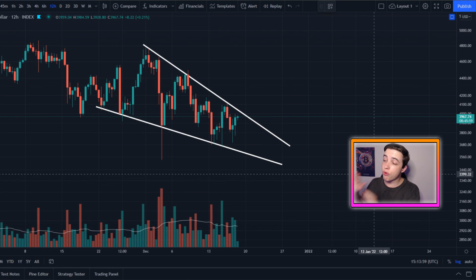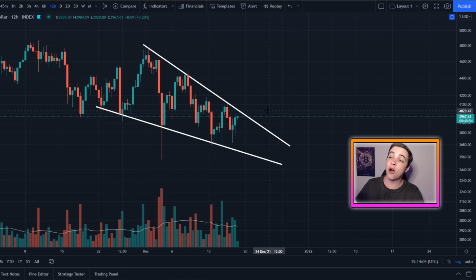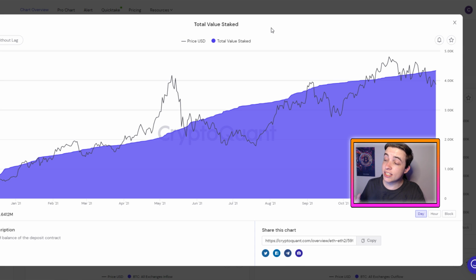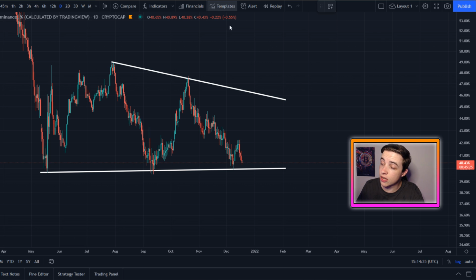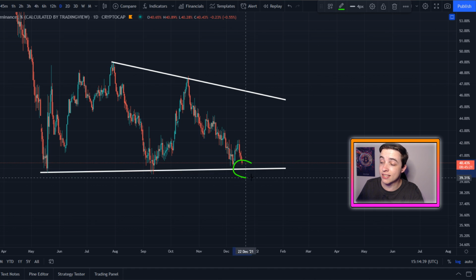My name is Josh, and right now Ethereum is still forming this falling wedge pattern, but on top of that, I'll be going over some important on-chain analysis for Ethereum, so definitely stick around for that. And towards the end of this video, I'll be talking about the potential altcoin season that could begin if we break this exact level on this chart.